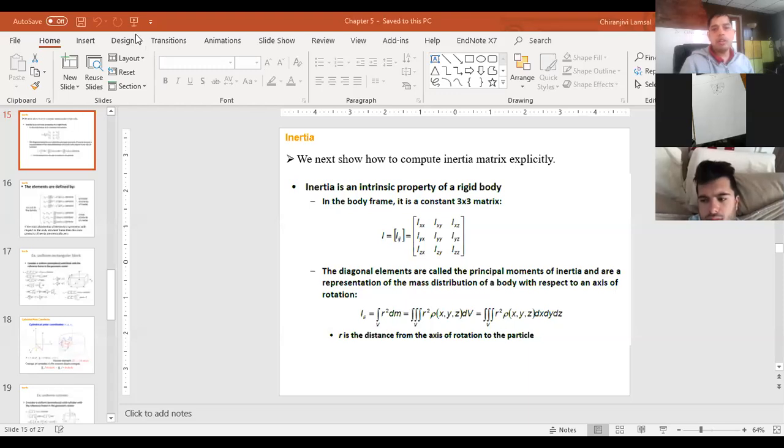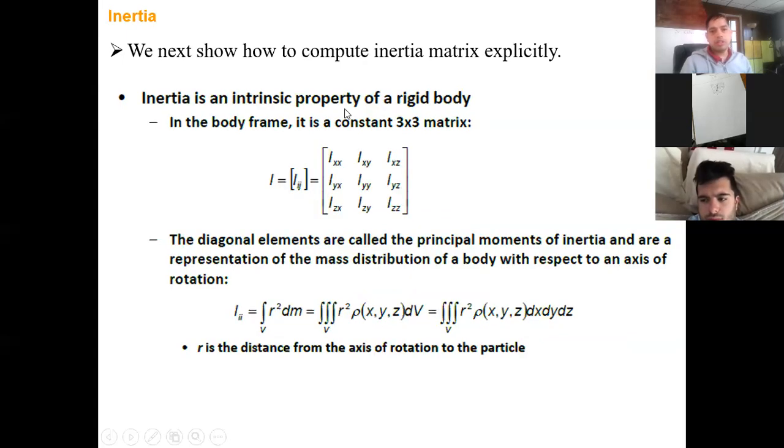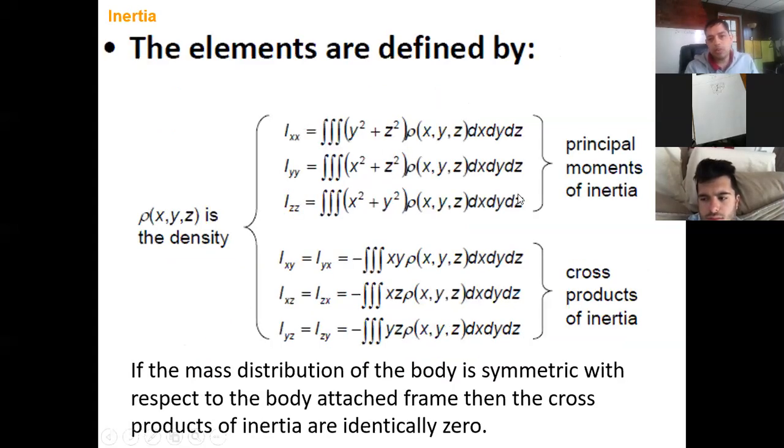So let me quickly show you what we did last time, then I'll go from there. We're talking about the moment of inertia matrix. So moment of inertia matrix has 9 components, and we can use the formula to find each component. So the formula is here. This is the formula we are going to use to find the 9 components.